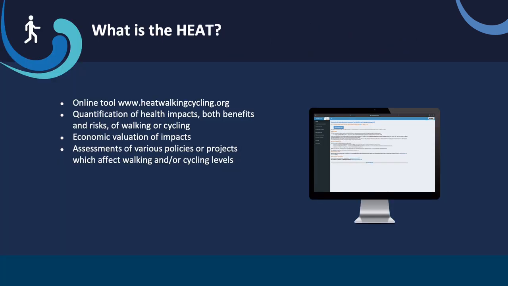HEAT is a freely available online calculator for the quantification of health impacts, both the risks and benefits, from walking or cycling. It also includes assessments of carbon emission reductions, as well as an economic valuation of impacts. It is used to assess various policies or projects in the transportation, urban planning, or health promotion domains, with the goal to provide key information to decision-makers.